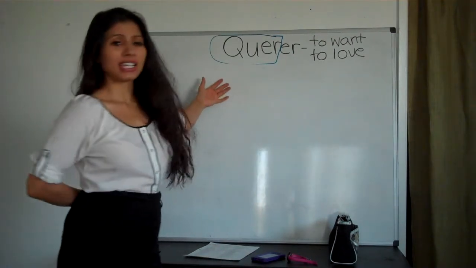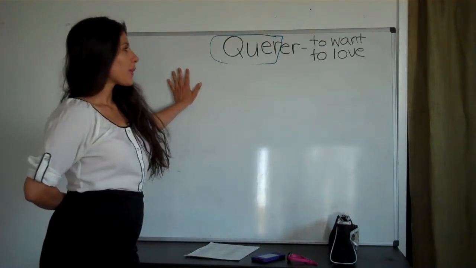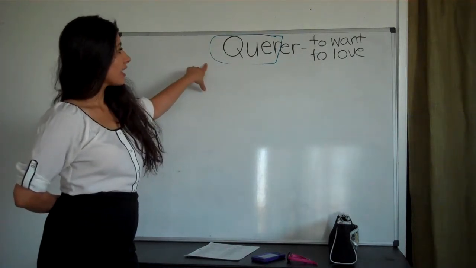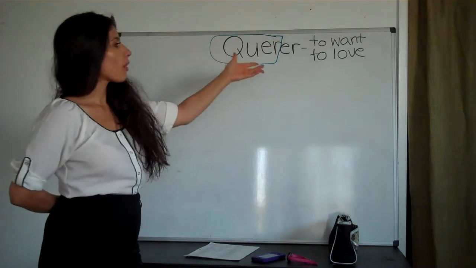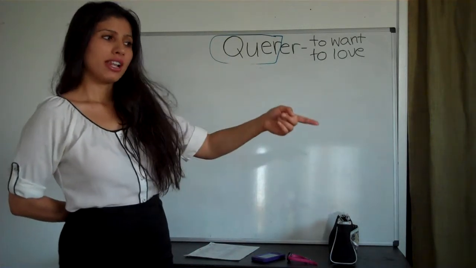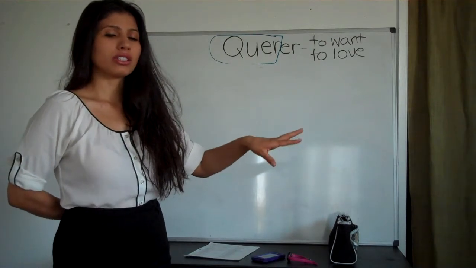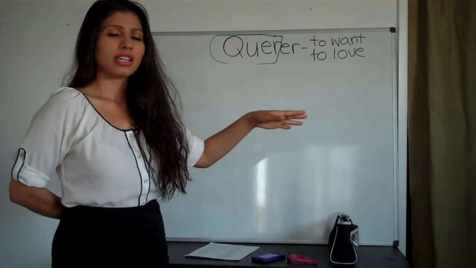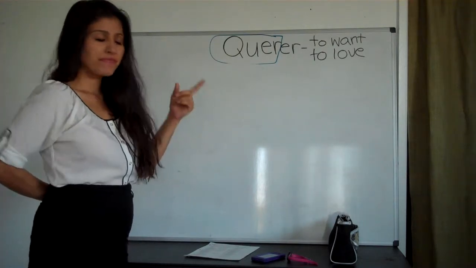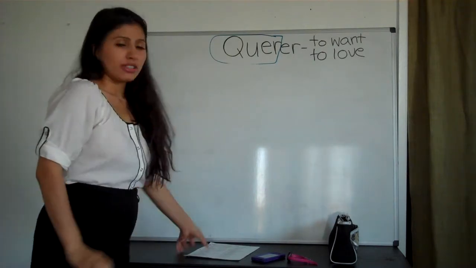Today we're going to be looking at querer again, the verb querer, which means to want or to love. The infinitive is querer. You can say yo quiero, I want, tú quieres, you want, él quiere, he wants, nosotros queremos, we want, ellos quieren, they want. And the conjugations are in another video, and you can look that up if you'd like.